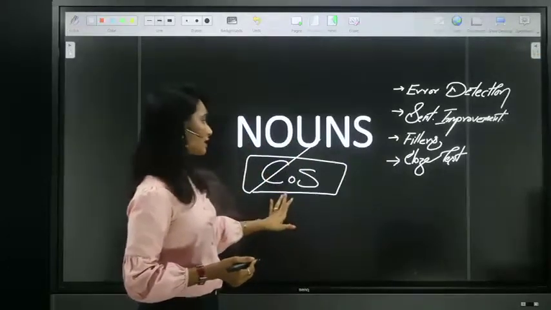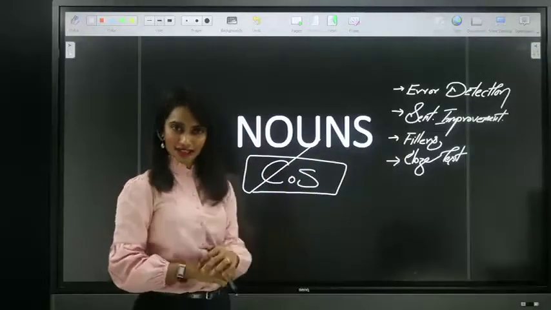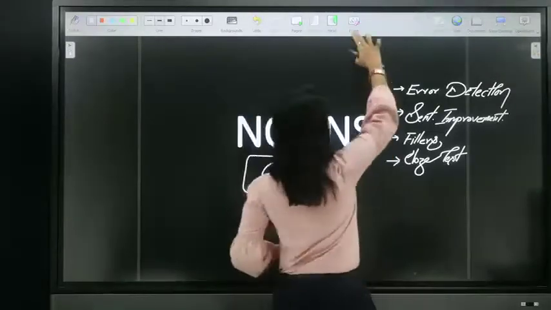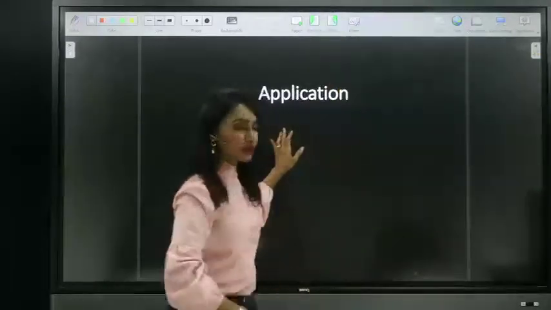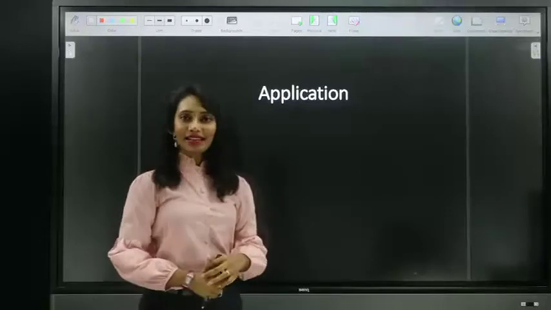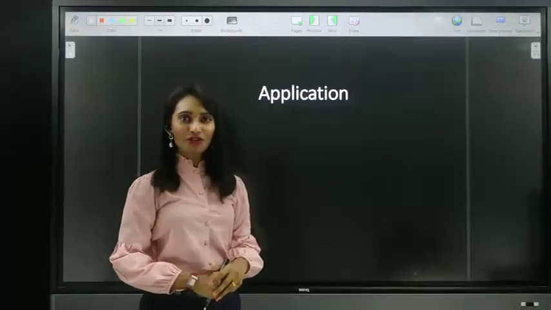Today we are going to discuss that in the form of correction of sentences, that is the application part we are going to have in today's session. So let's begin today's session with the first sentence.